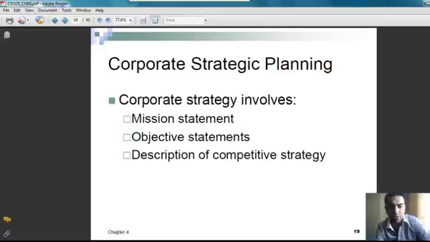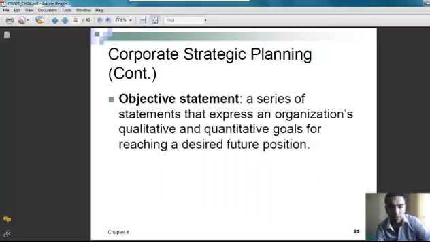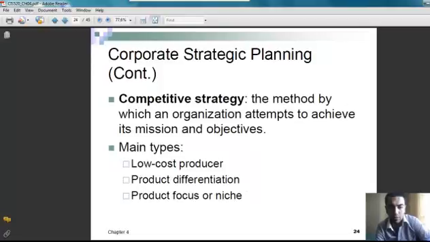Corporate strategy involves a mission statement, objective statements, and a description of competitive strategy. Mission statement: a statement that makes it clear what business a company is in. Objective statement: a series of statements that express an organization's qualitative and quantitative goals for reaching a desired future position. Competitive strategy: the method by which an organization attempts to achieve its mission and objectives. Main types: low-cost producer, product differentiation, product focus or niche.